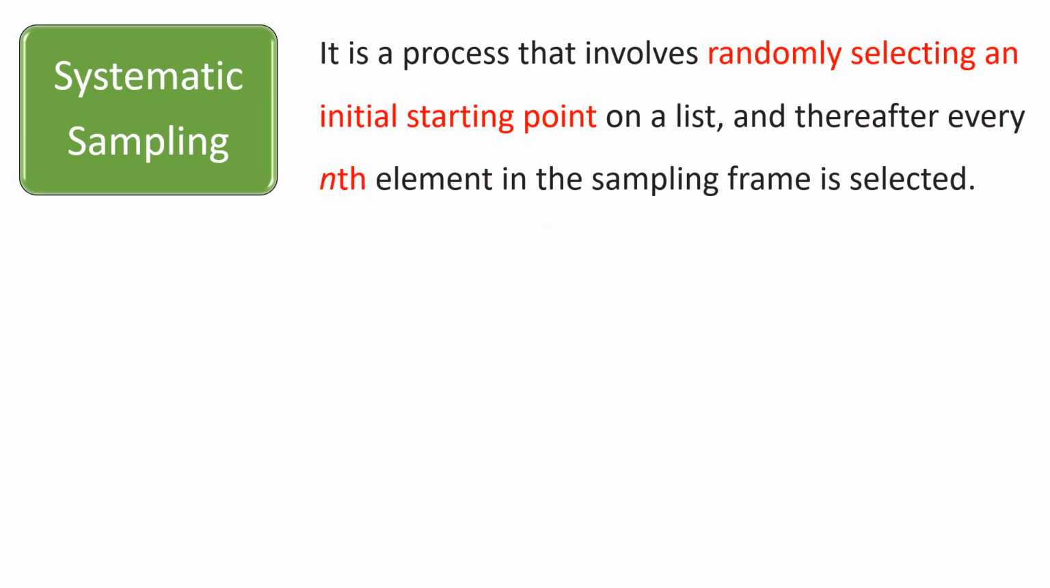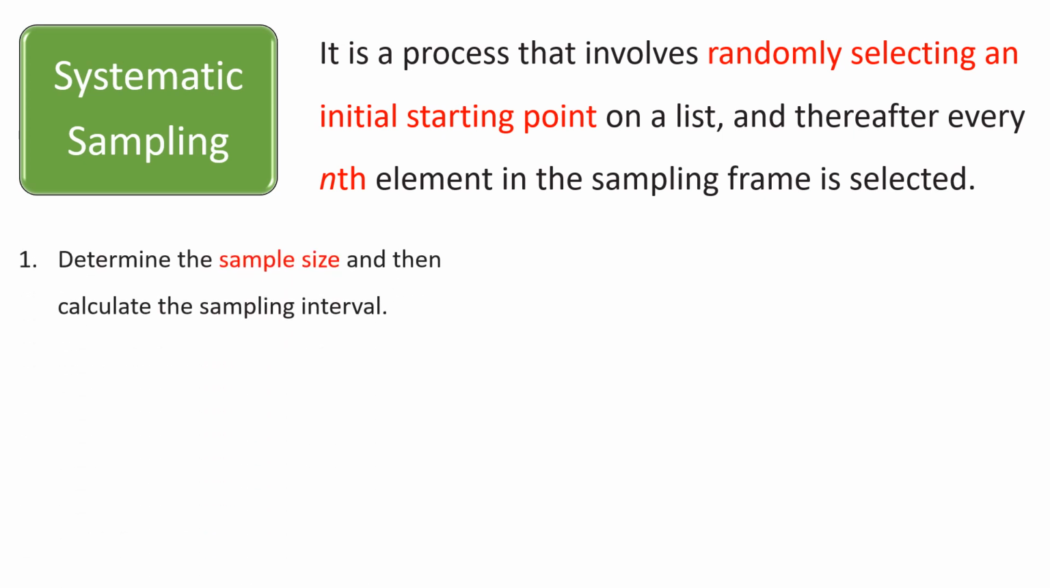Proceeding to systematic sampling. In systematic sampling, we follow the process of randomly selecting an initial starting point on the list, and thereafter every nth element of the sampling frame is selected. Let's see the procedures on how to use systematic sampling.